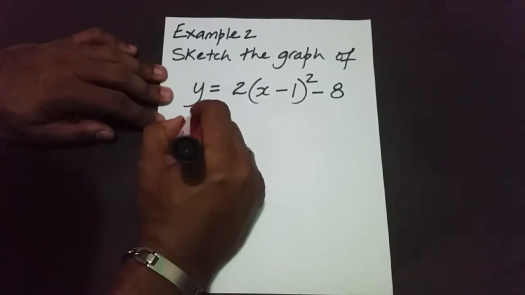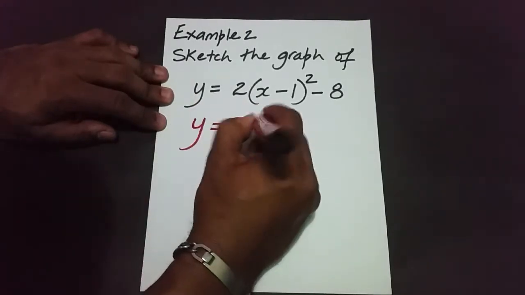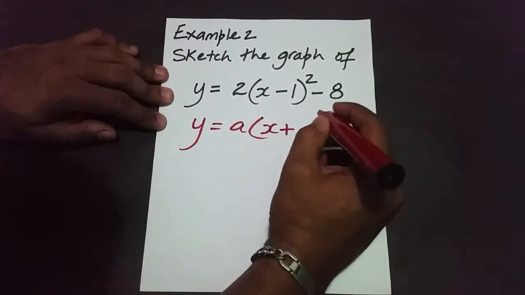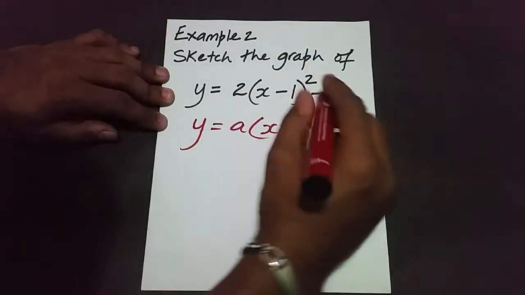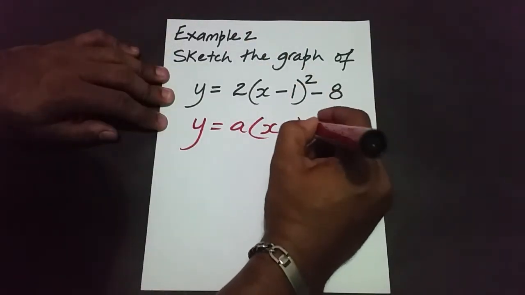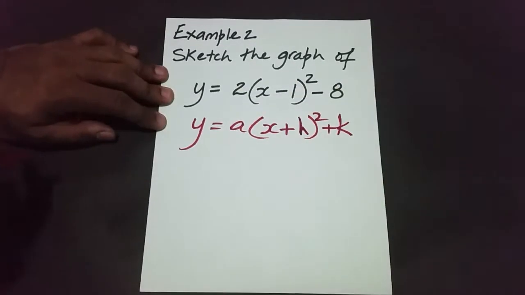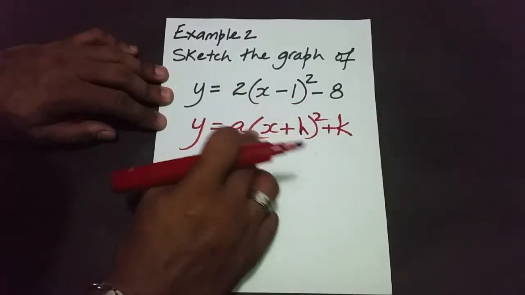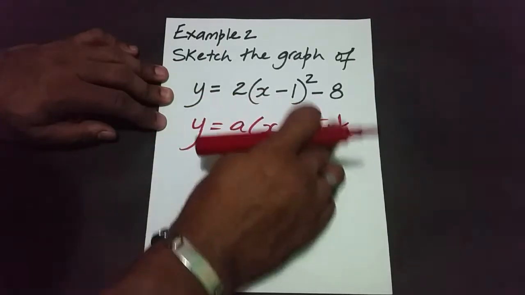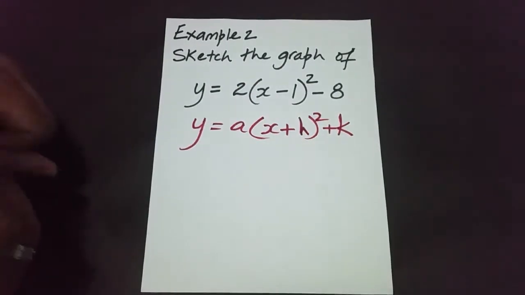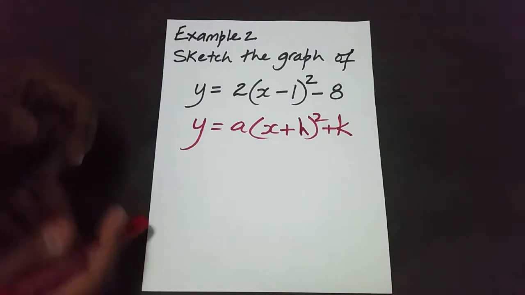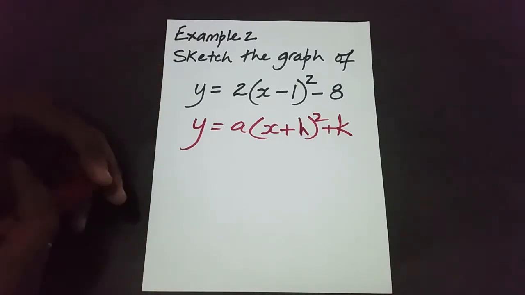And just to check, so we can see the connection here, I'm just going to write the general completed square form, and then look at the comparison here. So you can clearly see that the setup is the same. We have a, we have h, and we have k. Now the good thing about having the quadratic in the completed square form is that we're able to easily identify some of the things that we need.